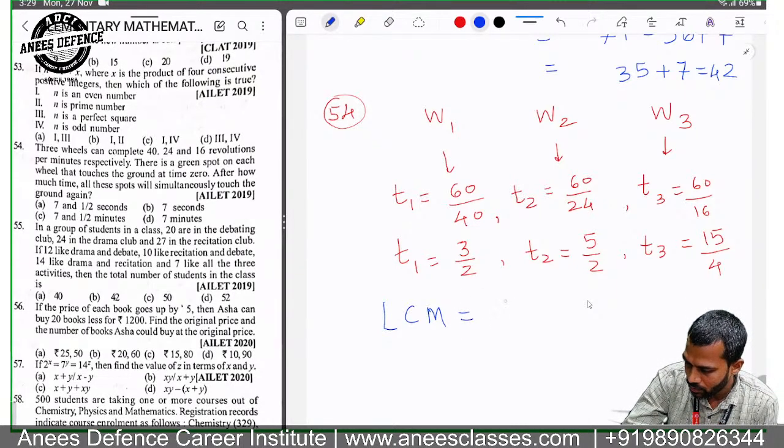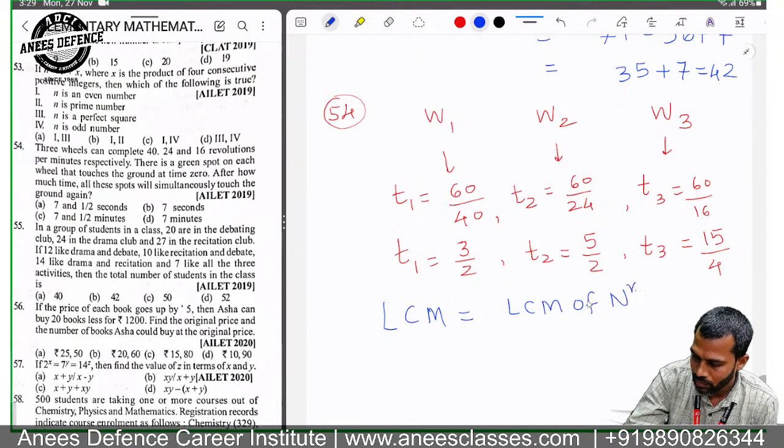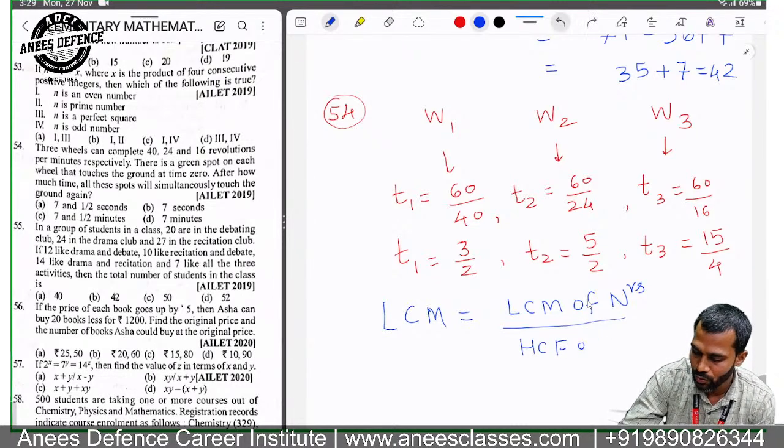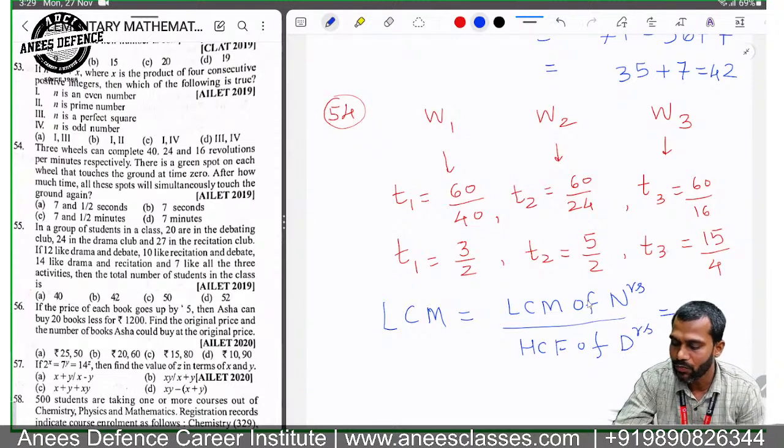LCM is what? LCM of numerators divided by HCF of denominators. Please note it down if you understood. So LCM of 3, 5, 15 is 15. Yes, C option.